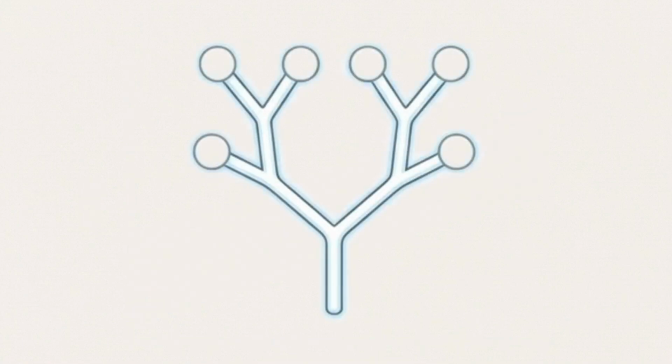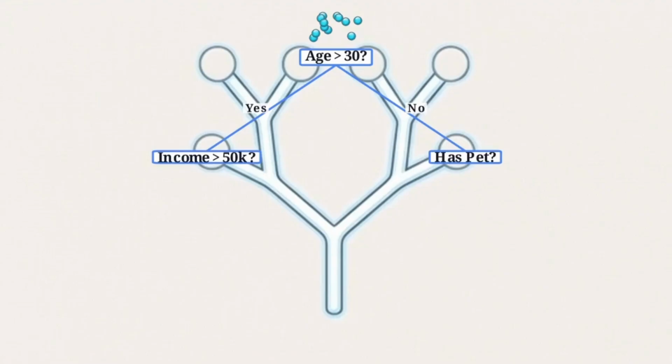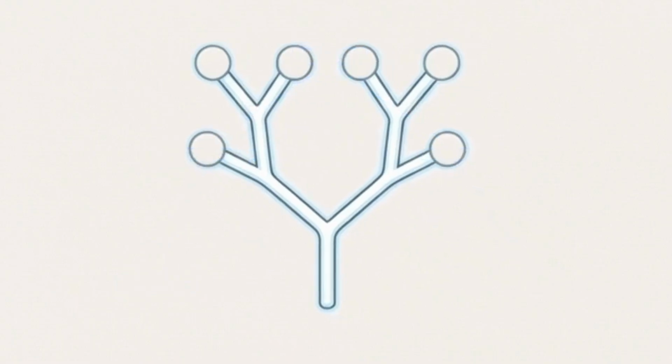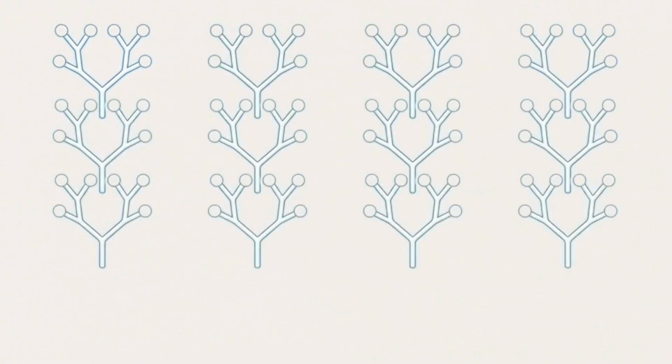Decision trees ignore geometric shapes. This structure splits your dataset into smaller buckets by asking sequential yes or no questions, drilling down until it reaches a final leaf node to average out a prediction. If one tree is good, hundreds of decision trees are better.